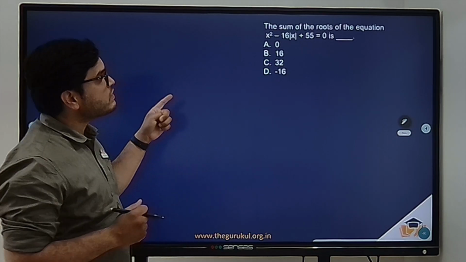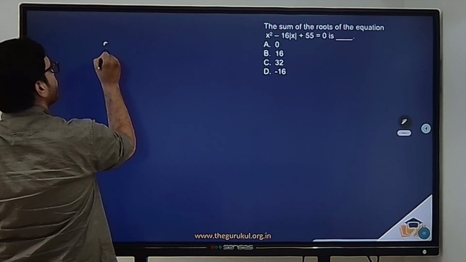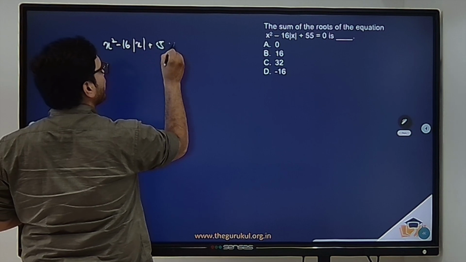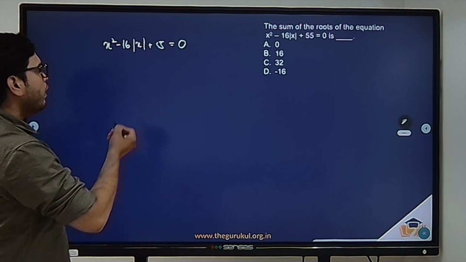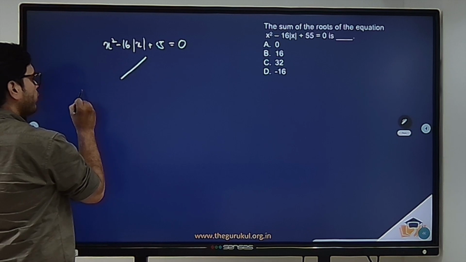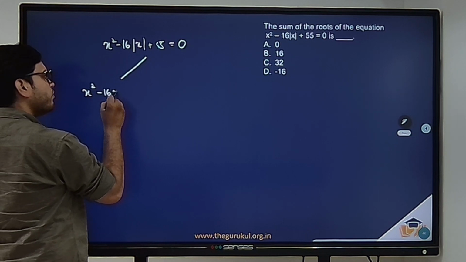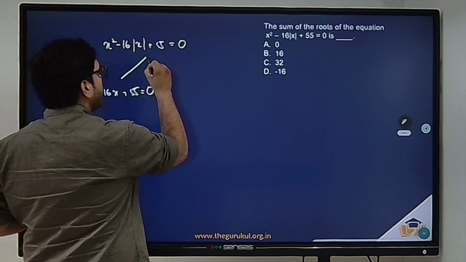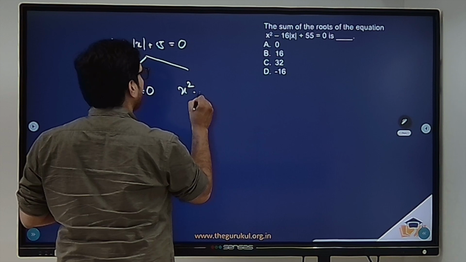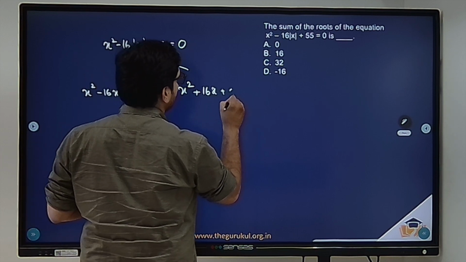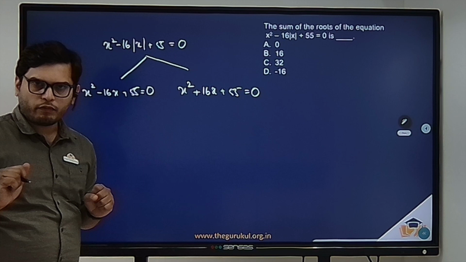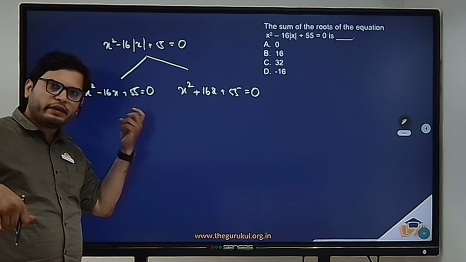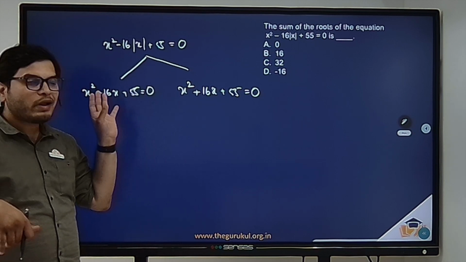Now coming to fourth question, the sum of the roots of the equation x square minus 16 mod x plus 55 is equal to 0. Right. Now when I remove the modulus, you will have x square minus 16x plus 55 is equal to 0 when x is positive, and x square plus 16x plus 55 is equal to 0 when x is negative. Right. So most of the students find the roots of this equation and this equation, they will find the sum. Right. Now that's not required.